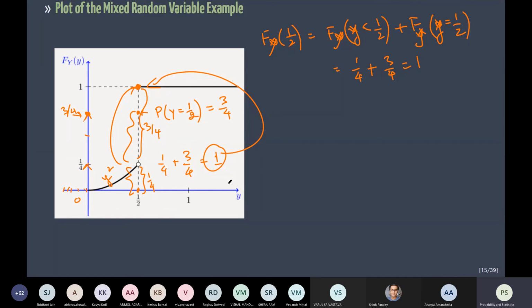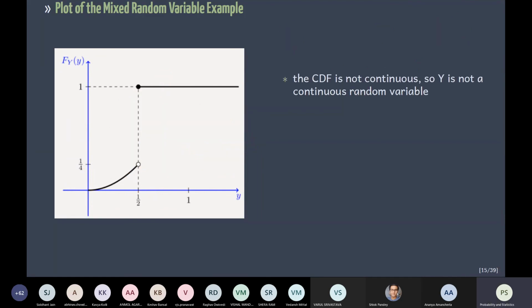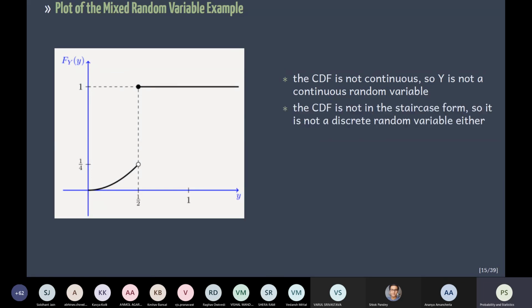So what do we conclude from here? We conclude that the CDF is not continuous. So why is it not a continuous random variable? Because that was the definition of a continuous random variable. A random variable is declared to be continuous if the CDF is continuous, not about the PDF. It's about the CDF being continuous. So the CDF is not continuous, hence it's not a continuous random variable.